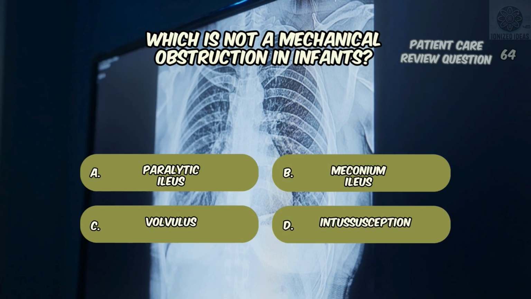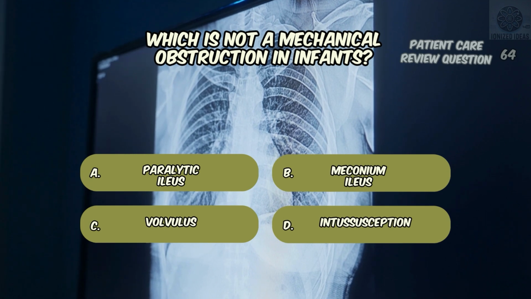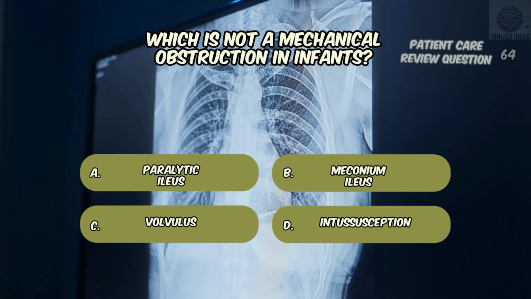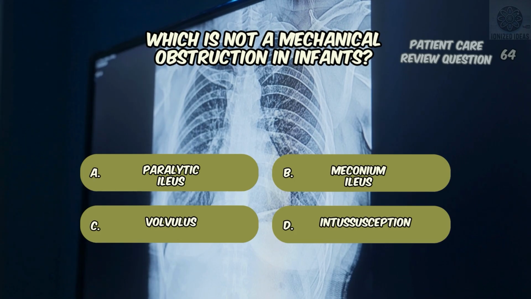Which is not a mechanical obstruction in infants? A. Paralytic ileus, B. Meconium ileus, C. Volvulus, D. Intussusception.